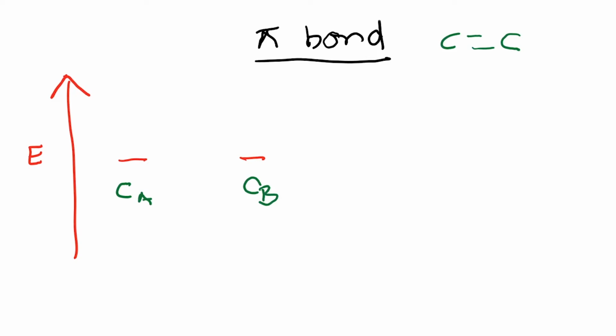Now when these atomic orbitals combine, you have 1 electron each in these atomic orbitals, and when they combine, you form molecular orbitals. You get two kinds of molecular orbitals, as you're all familiar with. One is the bonding and the other one is the anti-bonding. Both these electrons are going to be populating this bonding molecular orbital over here. And so this is actually the pi bond.